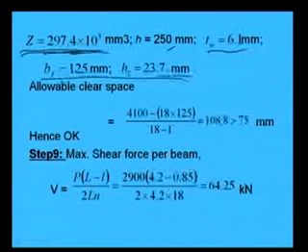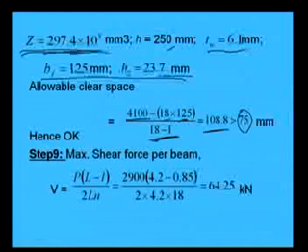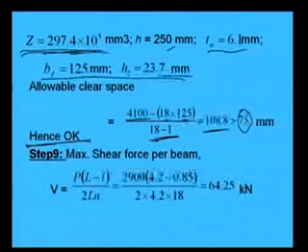4100 minus 18 into 125, divided by 18 minus 1, that is 108. So the spacing is 108.8, which is greater than 75 millimeter. As per the codal provision it should be greater than 75 millimeter, so this is okay. From the spacing point of view, the number of beams we have chosen for the lower tier is completely okay, right.